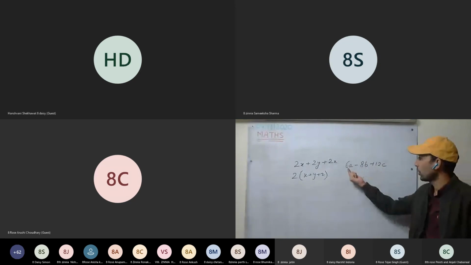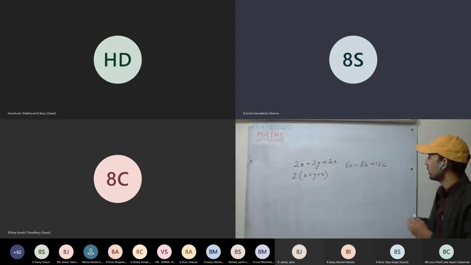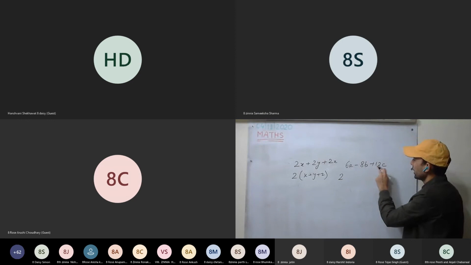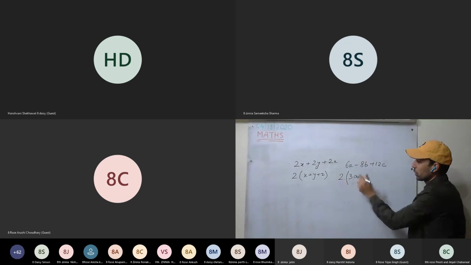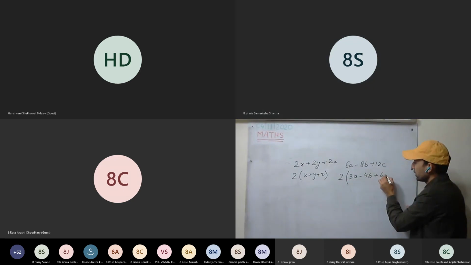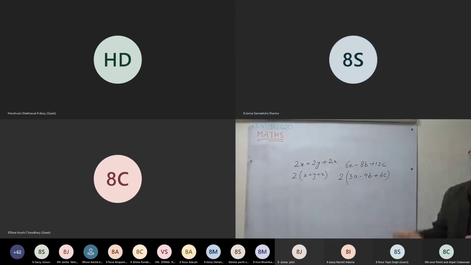Answer this one. What will be the common factor? 6, 8, 12. Find the highest common factor. 2. Okay. And now, no variable is common. 2 is outside. So how much? 3a, divide each by 2. 3a minus 4 plus 6a. Okay.